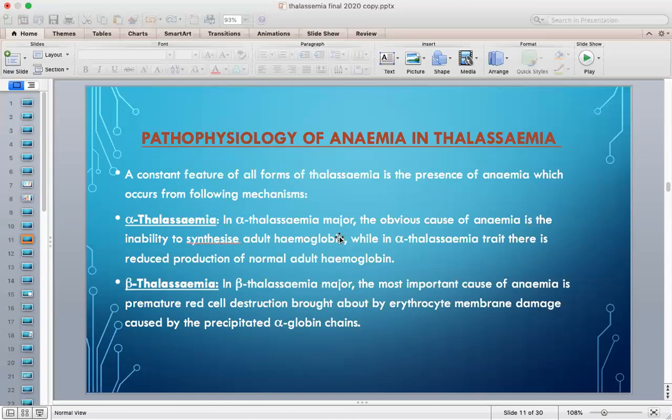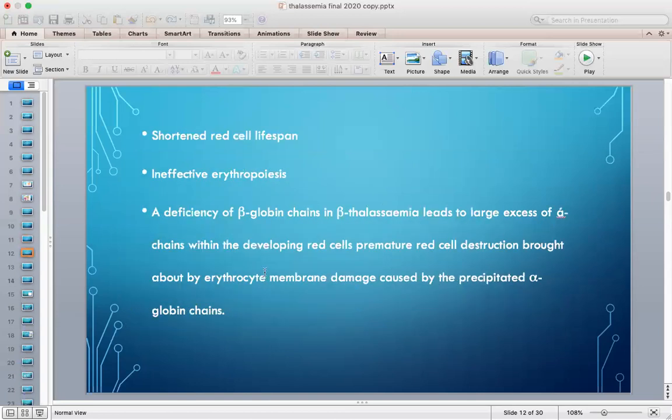ليش؟ لأنه أنا هنا عندي defect بالبيتا chain، فبالتالي أكو extra أو unbalanced alpha chain. Alpha chain is so toxic for the red cell membrane، وبالتالي راح يسوي لي أنيميا عن طريق هذه mechanisms. أما shortened red cell lifespan لأن قلنا الألفا جين is very toxic for the red cell. وبالبيتا ثلاسيميا أنا عندي نقص بالبيتا، فبالتالي الألفا راح يكون أكثر من البيتا، فراح يسوي لي destruction، راح يسوي لي ineffective erythropoiesis.